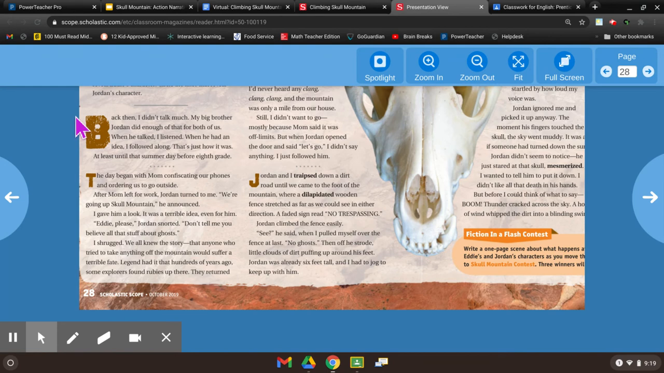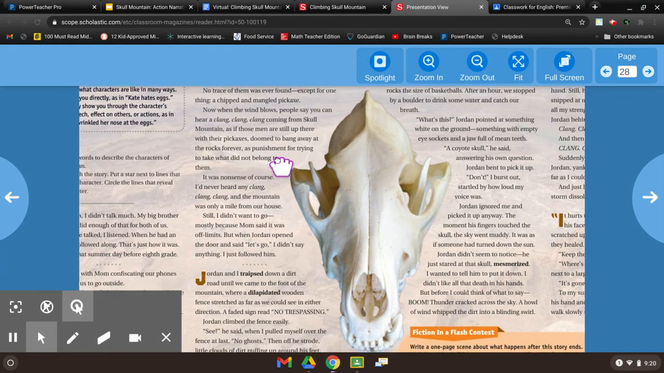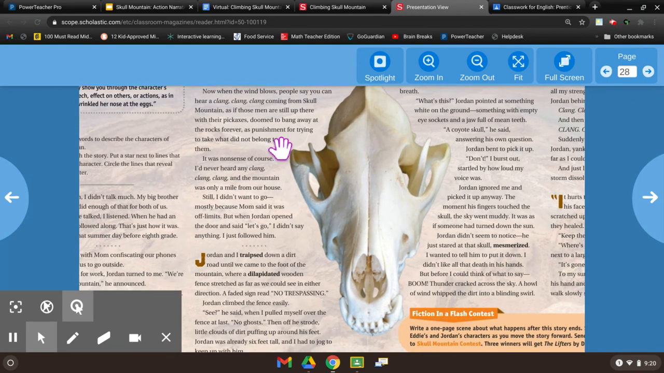I shrugged. We all knew the story, that anyone who tried to take anything off that mountain would suffer a terrible fate. Legend had it that hundreds of years ago, some explorers found rubies up there. They returned with pickaxes to cut them out of the rocks, but a sudden storm buried them alive. No trace of them was ever found, except for one thing, a chipped and mangled pickaxe. Now when the wind blows, people say you can hear a clang, clang, clang coming from Skull Mountain, as if those men are still up there with their pickaxes, doomed to bang away at the rocks forever as punishment for trying to take what did not belong to them. It was nonsense, of course. I never heard any clang, clang, clang, and the mountain was only a mile from our house. Still, I didn't want to go, mostly because Mom said it was off limits. But when Jordan opened the door and said, "Let's go," I didn't say anything.